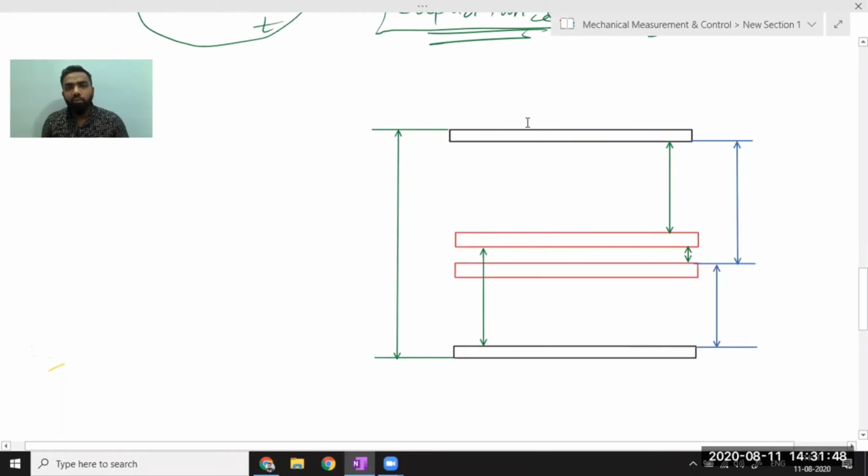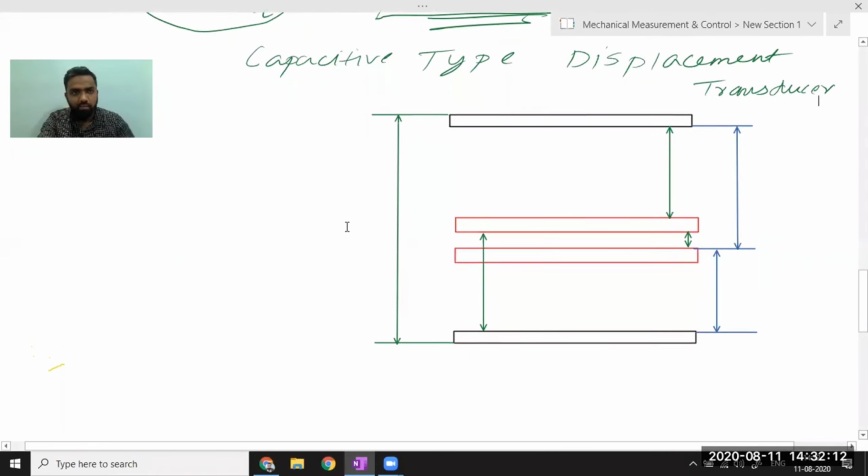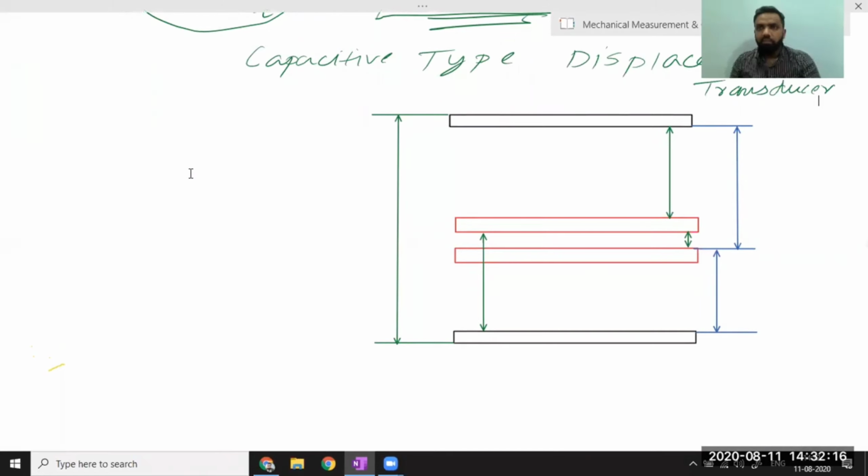What we actually do in a capacitive type displacement transducer is this system that I have drawn just below what I'm writing. This is the system that we basically use. Let me shift myself to a nice place. This is called a differential capacitor system.